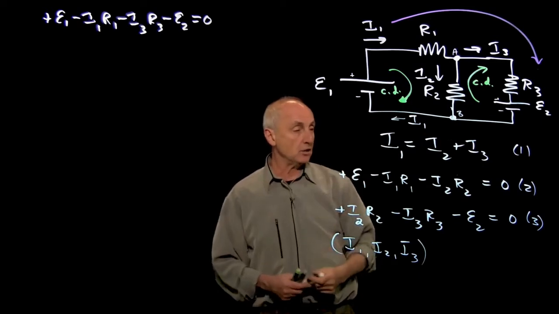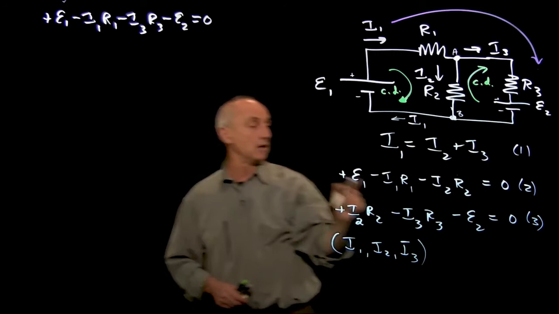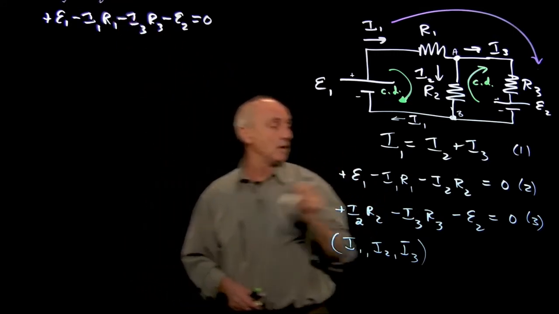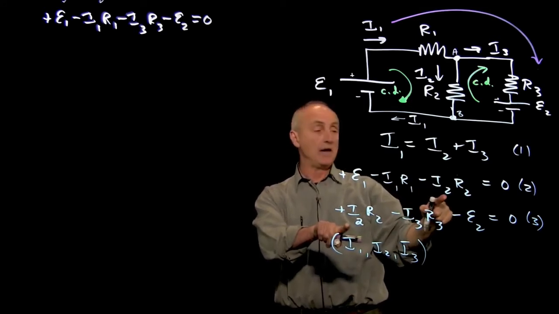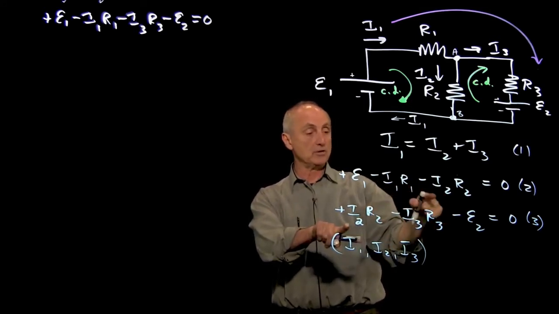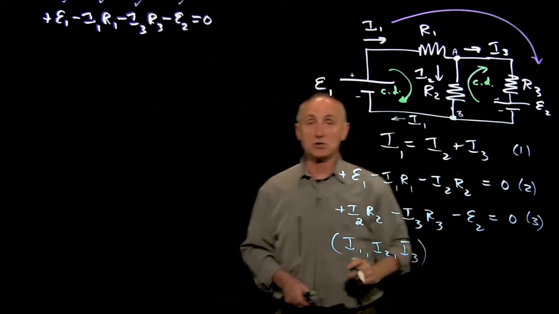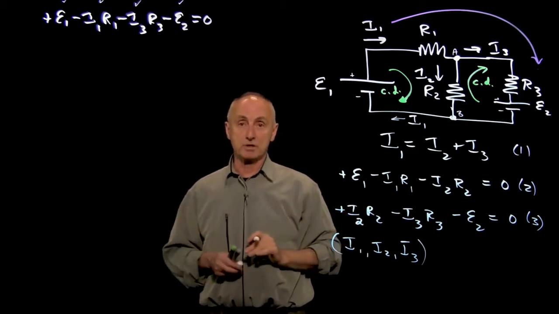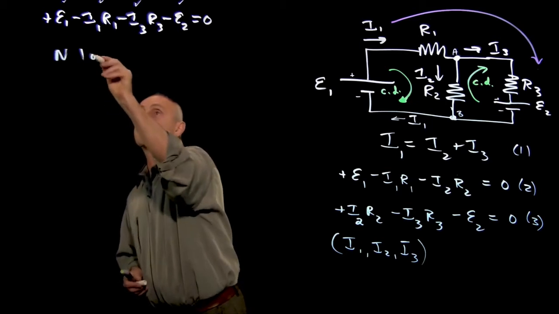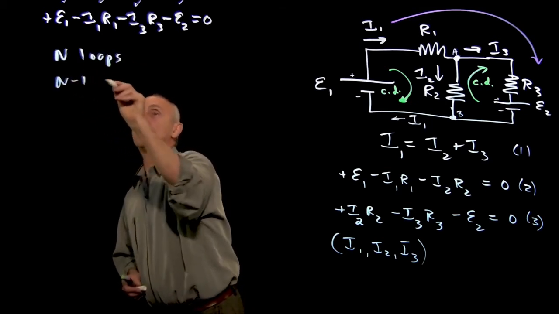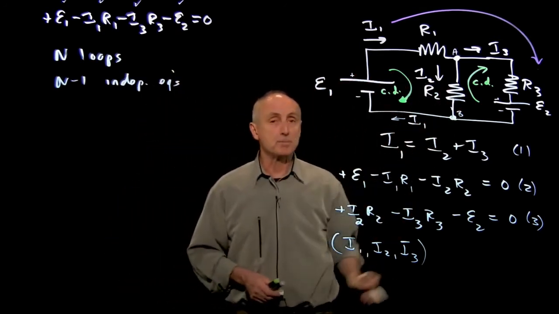Now let's just add equations 2 and 3. And what do we get? We get E1. We get minus I1 R1. Here's where we're canceling the inner two pieces. And so if you add these two equations together, they cancel. We get the minus I3 R3, and we get the minus E2. And that shows our second important idea about circuits, that if we have n loops, then there's only n minus 1 independent equations in this type of topology.